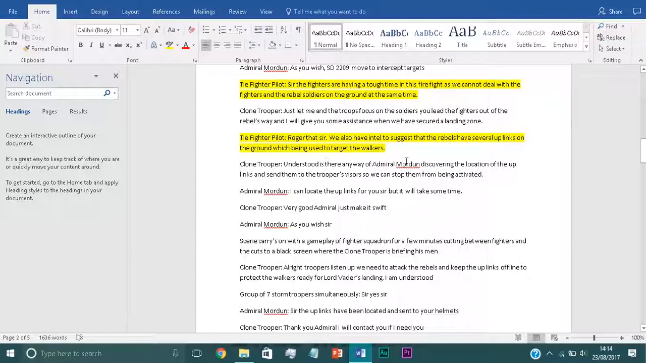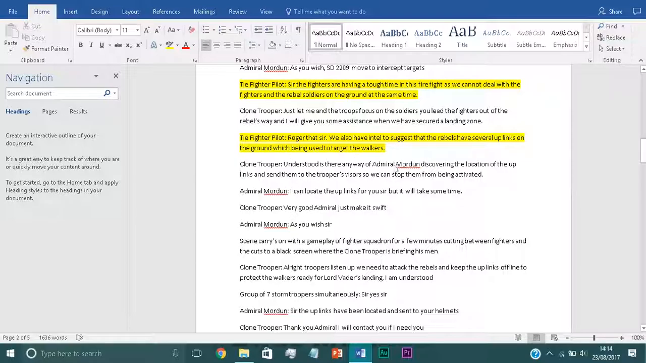This bit, I understood: is there any way of the Admiral discovering the location of the uplink, sending the troopers fires to stop them from being activated? I changed that from stop them to prevent their activation. So I said, understood, is there any way of Admiral Morden discovering the location of the uplinks and sending them to the troopers' devices so we can prevent their activation? Just makes it a bit shorter, makes it flow a bit better. This basically stayed all the same. This basically went from as you wish, sir, to yes, sir. Actually, no, I don't even think there was anything there at all in the end.